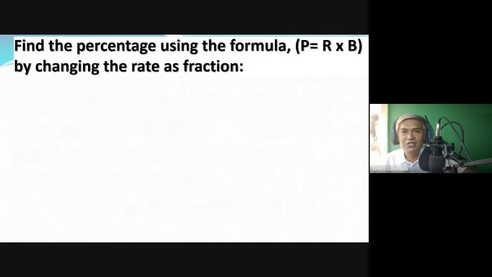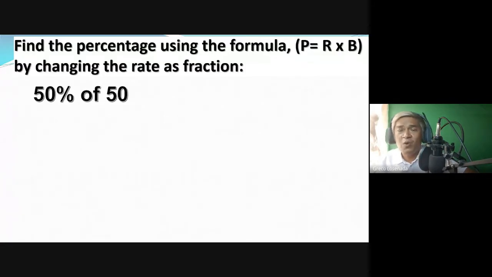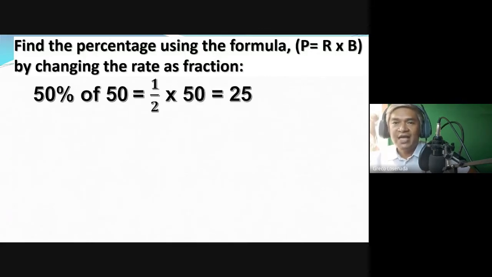Let us find the percentage using the same formula, but this time we're going to change the rate as fraction. Let's find 50% of 50. The fractional form of 50% is 50 over 100, but we have to find its lowest term. The lowest term of 50 over 100 is 1/2. So, we could say that 1/2 times 50 is equals to 25. Or simply, 1/2 of 50 is 25.